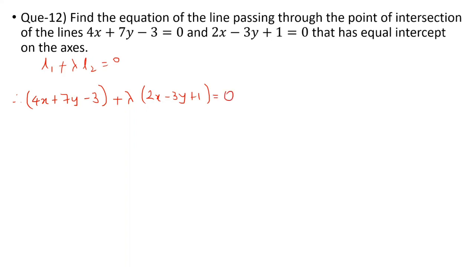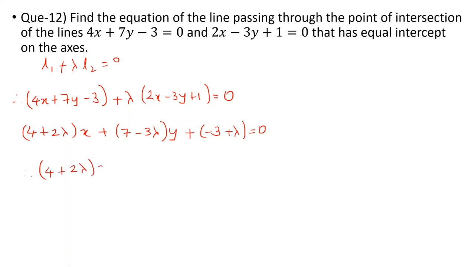Again, taking x and y common, I'm not going to spend much time. I'll get 4 plus 2 lambda times x plus 7 minus 3 lambda times y. From here I'll get minus 3, and from here I'll get plus lambda equal to 0. Now let us write this expression as 4 plus 2 lambda times x plus, say this is b, y is equal to 3 minus lambda, right?